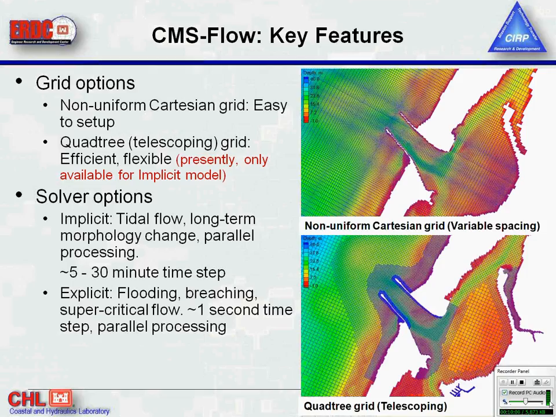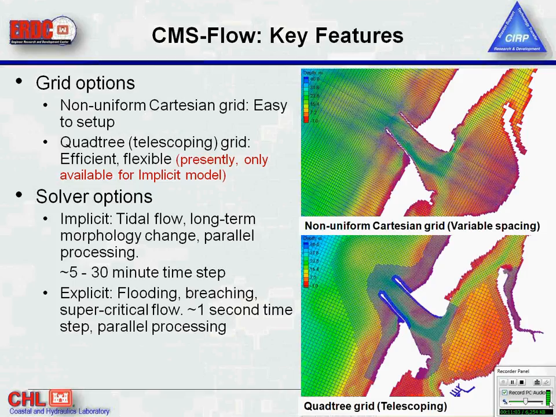This shows you a little bit of CMS-Flow's key features. Originally the model was developed for the Cartesian grid, which is a non-uniform or uniform rectangular grid. That kind of grid is very easy to set up. Since 2009, we have developed a different grid for CMS-Flow, which is a quadtree telescoping grid. This grid is more efficient and more flexible. It can refine the grid locally and doesn't affect other areas, so it reduces computational time and also lets you focus on your area of interest.